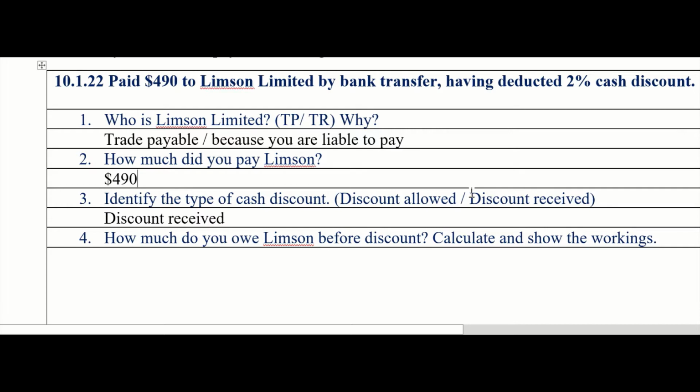How much do you owe Limson before discount? Calculate and show the workings. How do we calculate this? Remember, $490 is 98% and 2% is the cash discount which you had received from Limson. So if you're asked to calculate the workings, 490 divided by 98 multiplied by 100 should give you the answer of 500. So 500 is the total amount that you owe to Limson. Since you got a 2% cash discount, you are paying only 490.